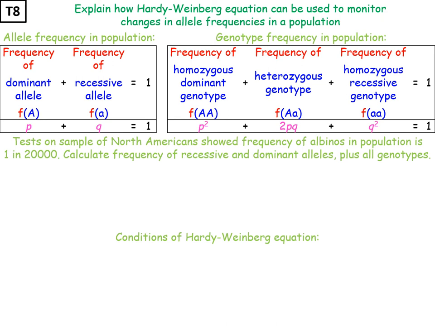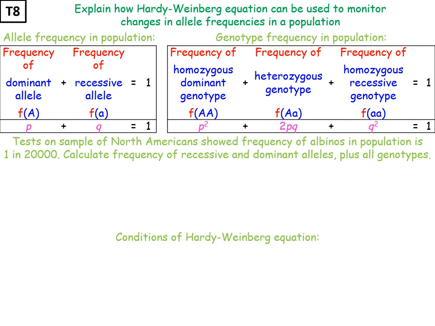If we then look at the genotype, here we're talking about two alleles in combination, because there should be two alleles for each gene, one inherited from each parent. The frequency of the homozygous dominant genotype would therefore be P squared. The frequency of the heterozygous genotype would be 2PQ, and the frequency of the homozygous recessive genotype would be Q squared. And so P squared plus 2PQ plus Q squared must equal one, because the frequencies of the three different genotypes together would equal everyone in that population, which would be one.